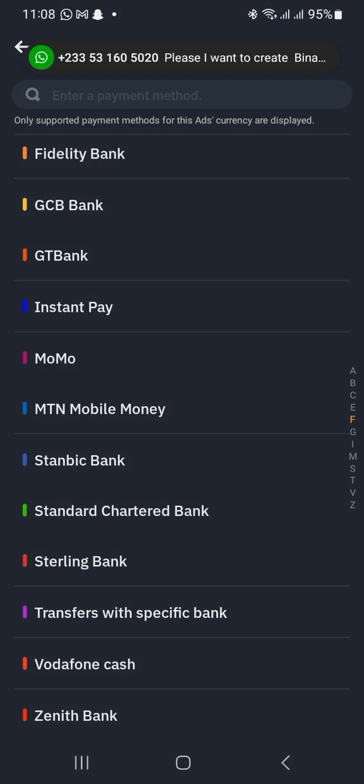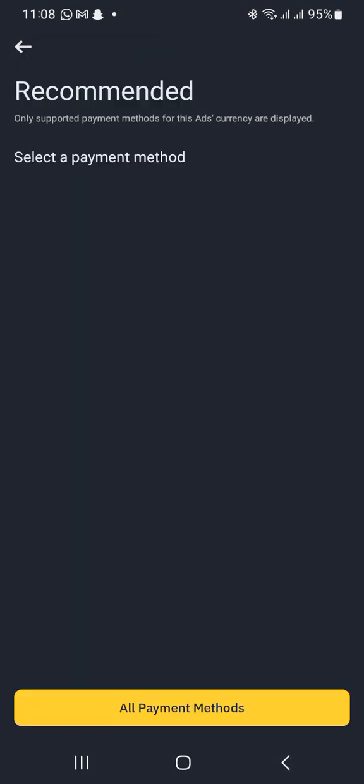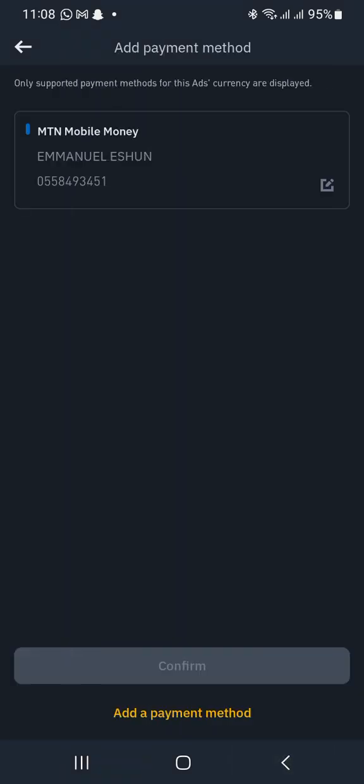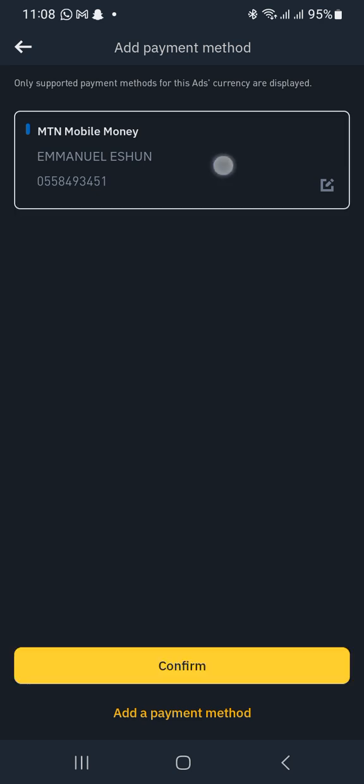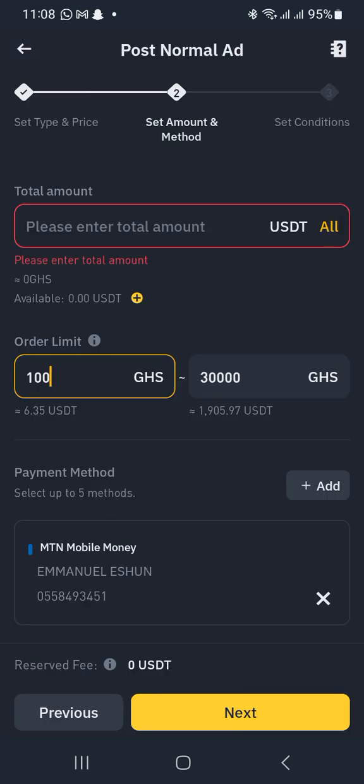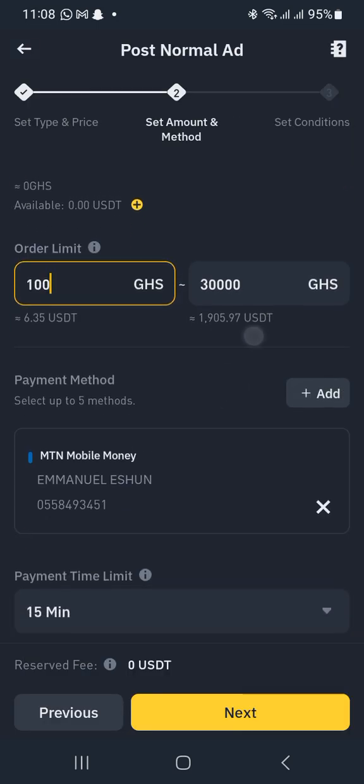So let me go back. The default, mine is what? You can actually choose a number of them, not only one. You can add a number of them, right? So if I choose this, you see the button is active. You hit that, and then that will be populated here.